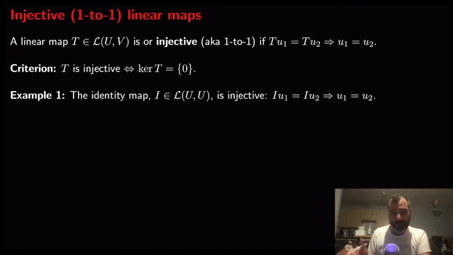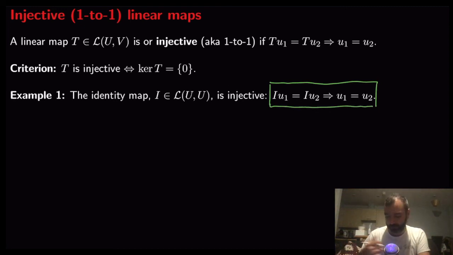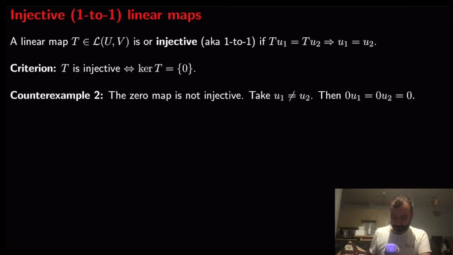An example now, I gave you a counter example. Let me give you an example. An example of a linear map that is definitely injective is the identity. So if the linear map I has the property I of u1 is equal to I of u2, then we can deduce that u1 is equal to u2. It is injective, we just showed it. As a counter example, take the zero map. If you take any different u1 and u2, then the zero map sends both to the same thing. The zero map maps them to 0, to the same thing, but they are different. So it's not injective.